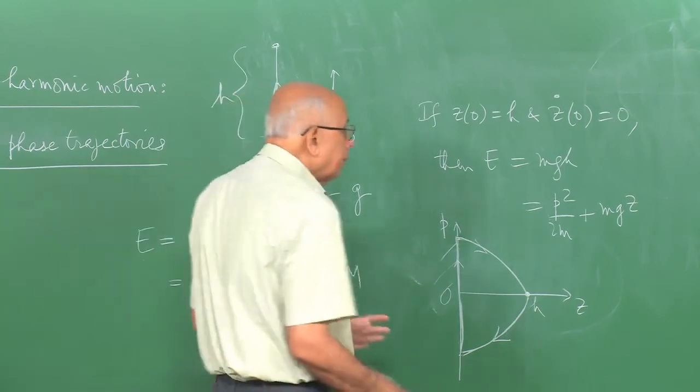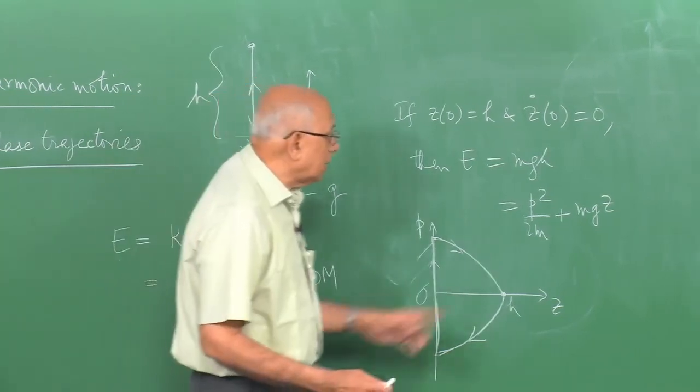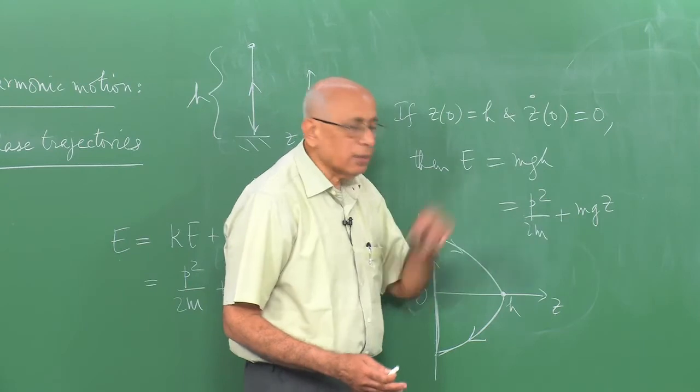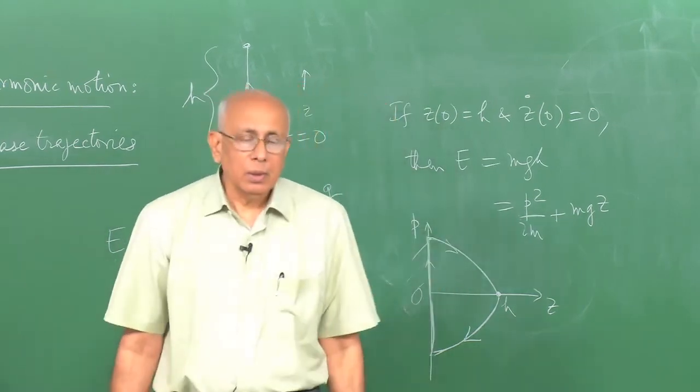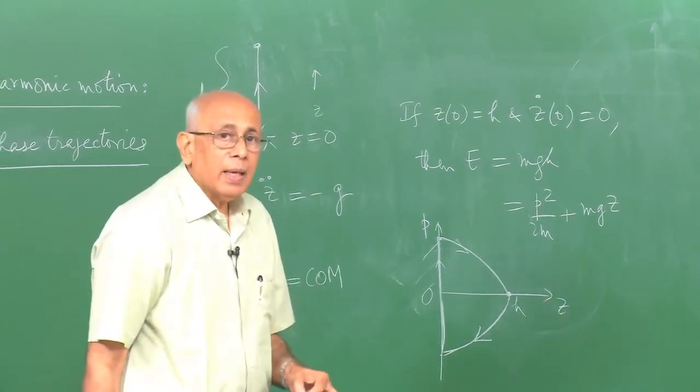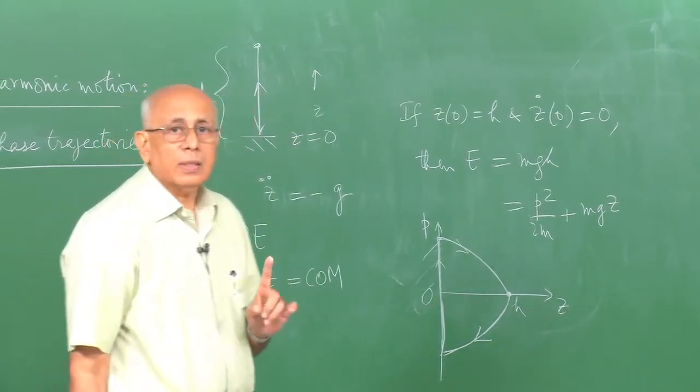So this motion is not simple harmonic, because the energy is not quadratic in both the momentum as well as the variable itself, but it is a closed trajectory and corresponds to a ball falling up and down and making oscillatory motion, but it is not simple harmonic.